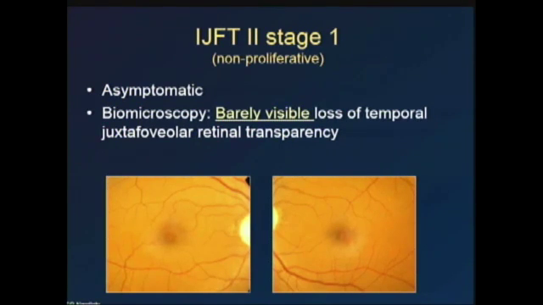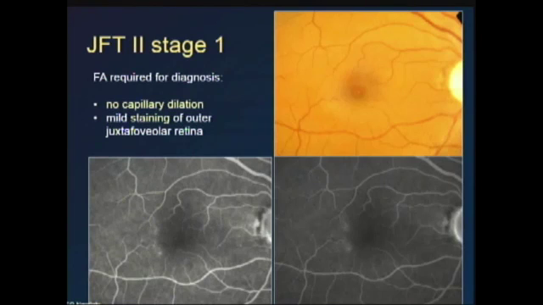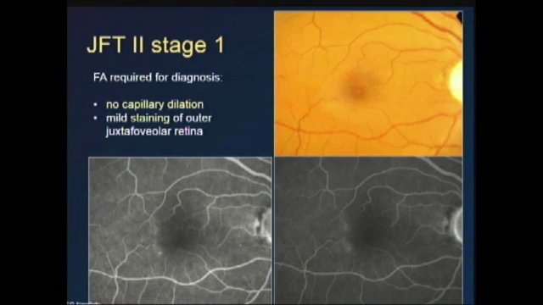These are barely visible telangiectasis. Notice here that you can hardly see it. If you do a fluorescein angiogram, all you see is a little bit of grayishness, usually on the temporal part of the fovea, okay? But you don't see capillary dilation, you just see staining.